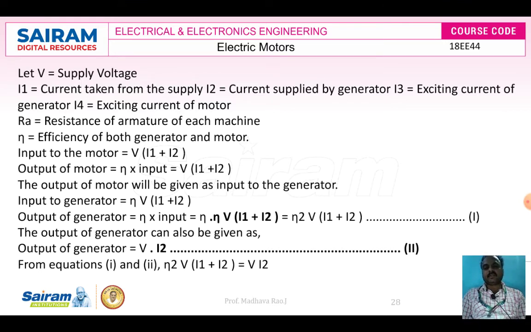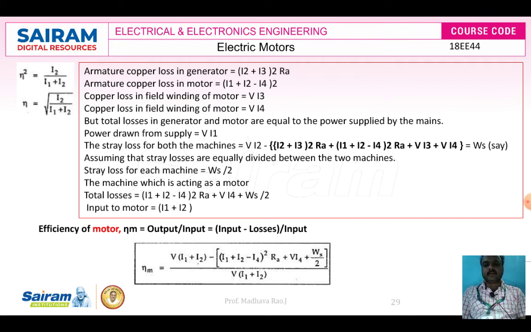The output of the generator can also be given as V into I2. That is the output of generator. So from equation 1 and equation 2, efficiency square V into (I1 plus I2) is equal to V into I2. So both the equations will be equal. So equate and simplify.